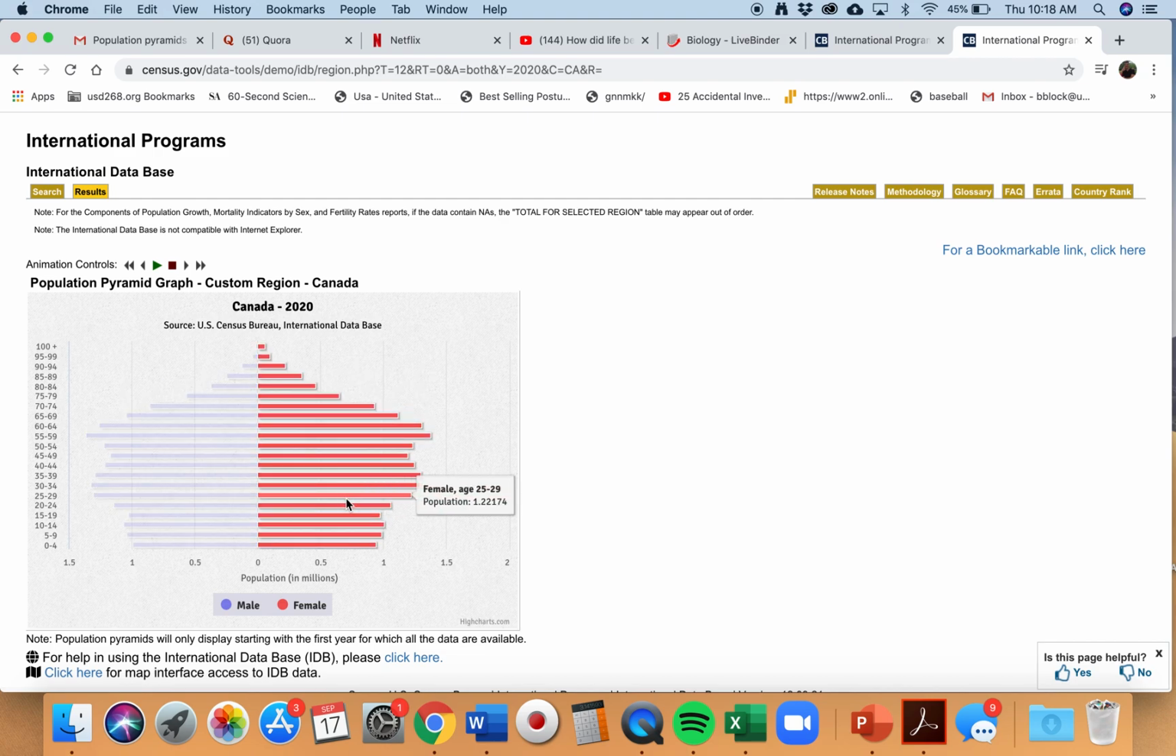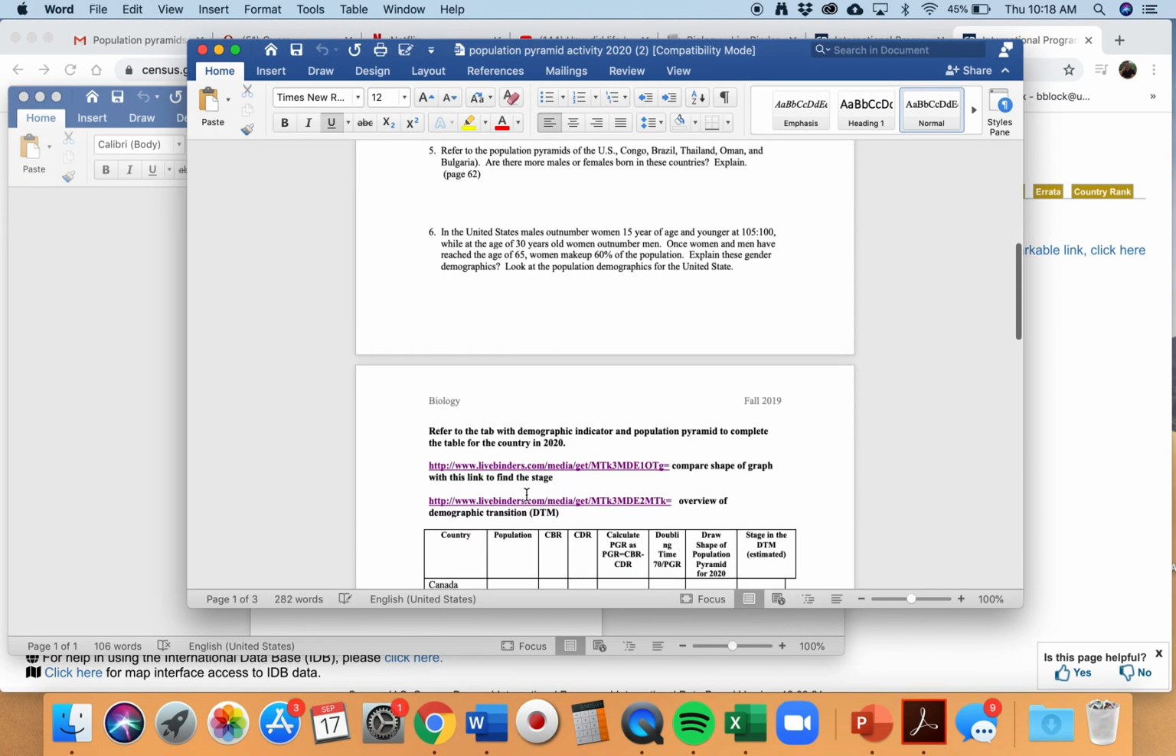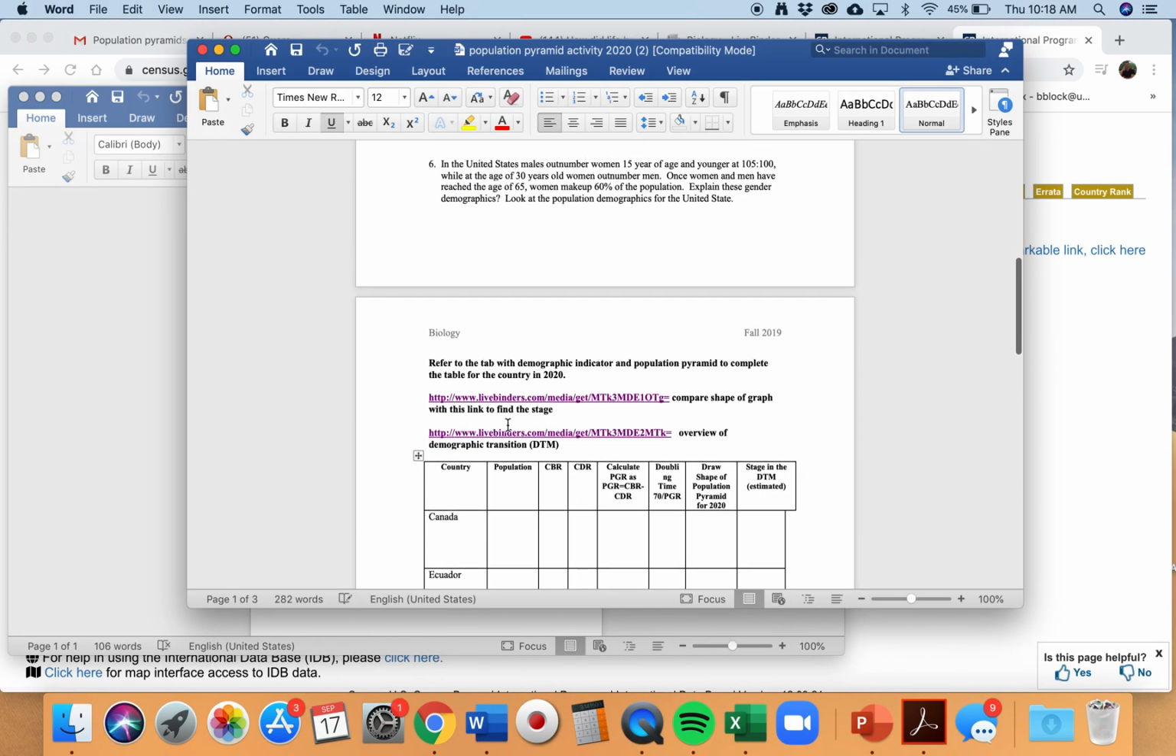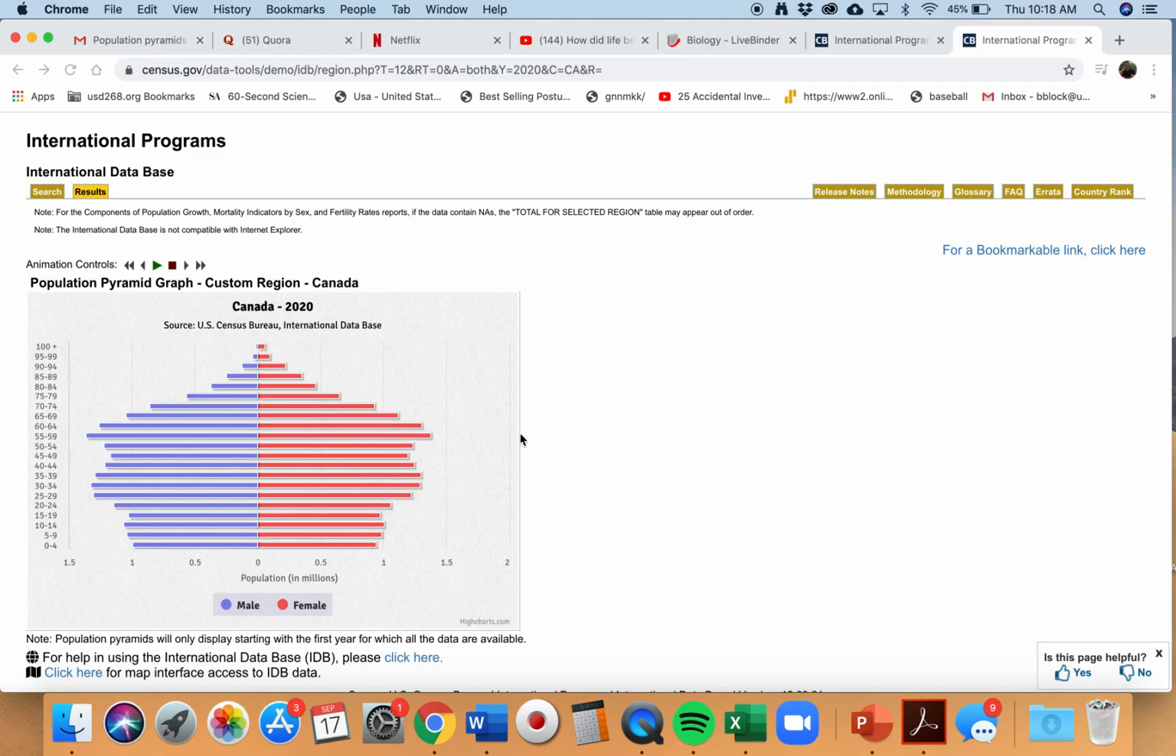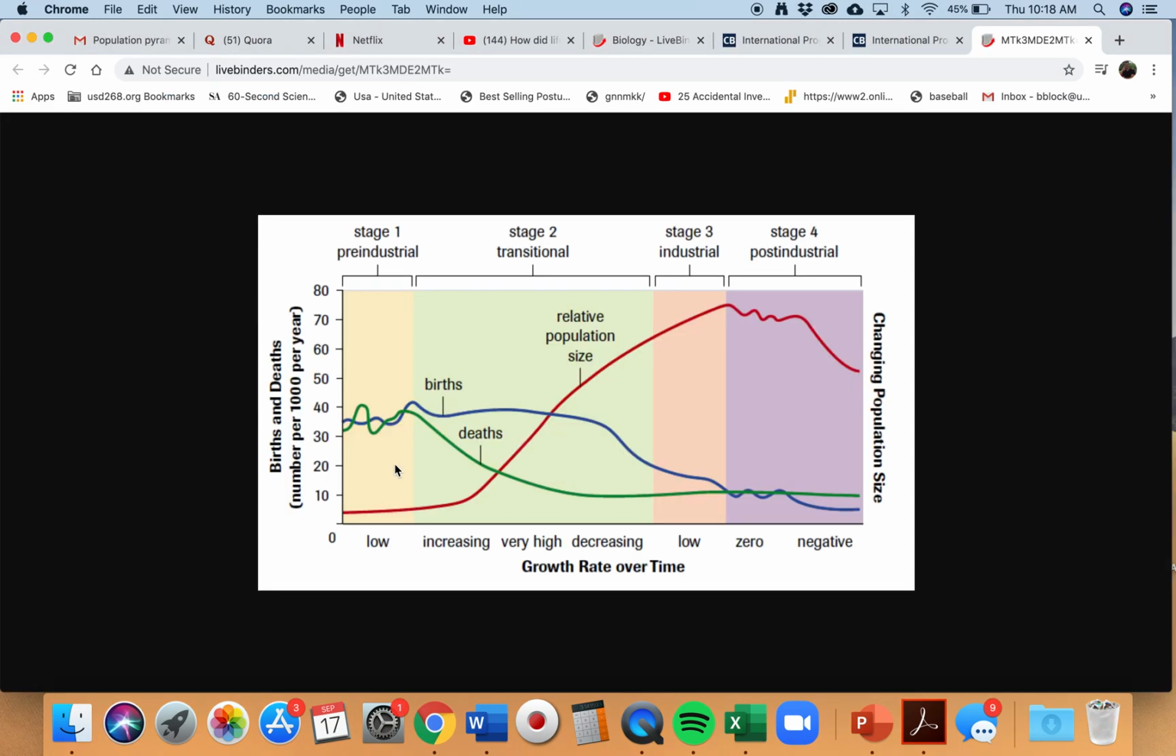Okay, then I need to determine what stage they are in the demographic transition. I put a couple different links down here. First off, we'll look at this one. This is what's happening during the demographic transition. Okay, when countries are pre-industrialized, they're going to have high birth rates and high death rates. And their population is going to stay relatively low.